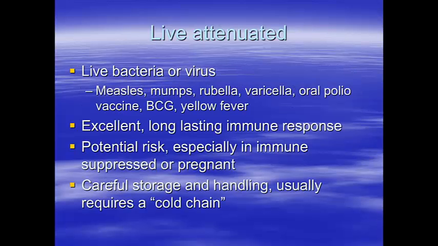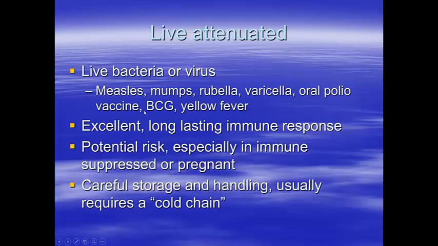So here are some examples of live attenuated vaccines that we use currently. Measles, mumps, and rubella are given as a vaccine to children. Varicella, which is the chicken pox, that's a live viral vaccine. In many areas of the world, oral polio vaccine is given as a live virus, and here in Canada we give an injectable polio vaccine, which is not live.